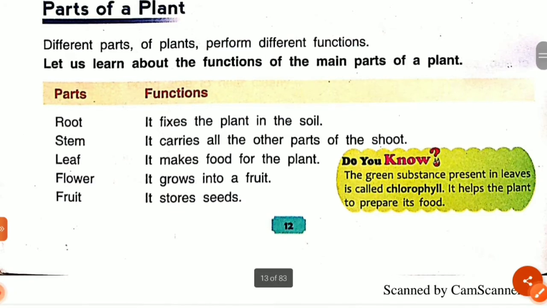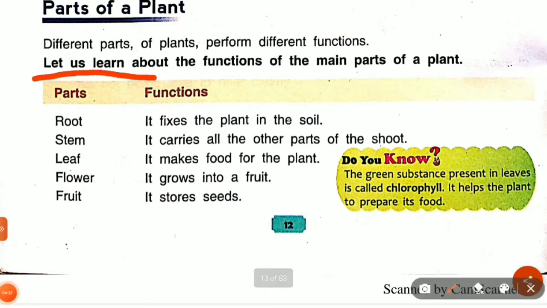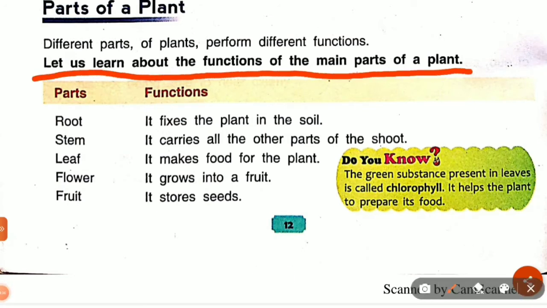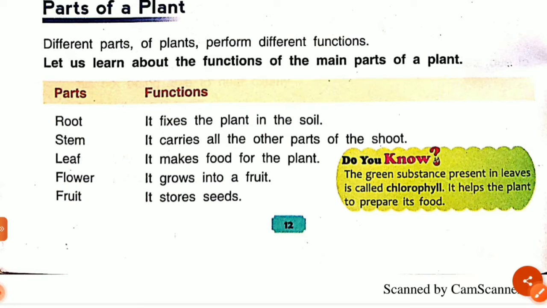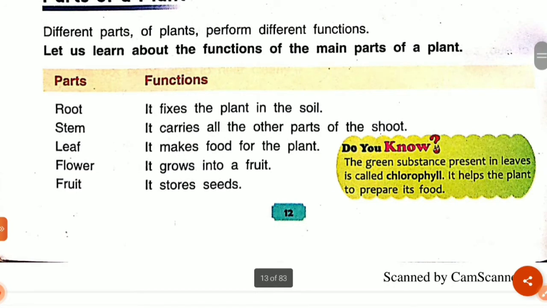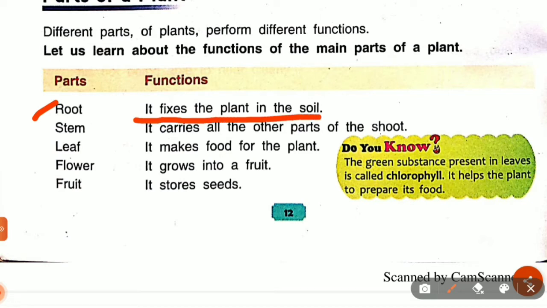Now let us learn about the functions of the main parts of a plant. What are all the main parts of a plant? Number one, the first one is roots. Roots will be there below the soil. They fix the plant in the soil. If it is a big plant like a tree, it will stand because the root fixes it. If it is a creeper or a climber, again the root fixes the plant in the soil.